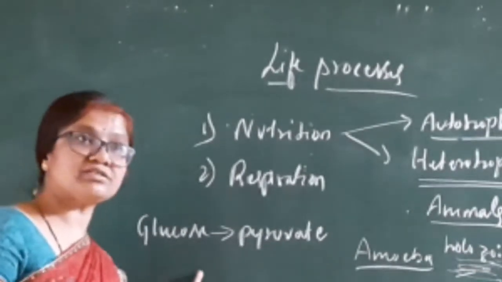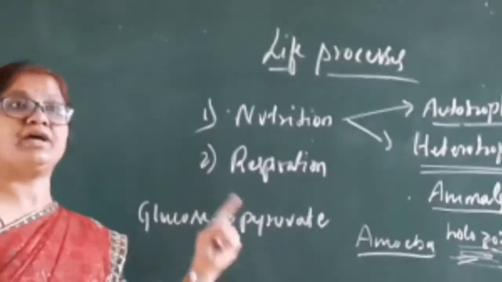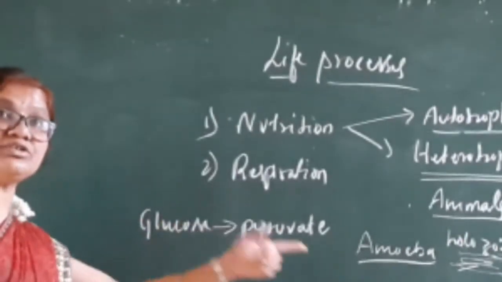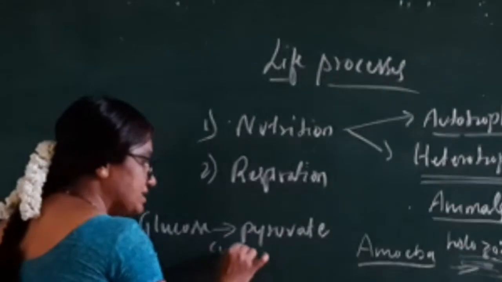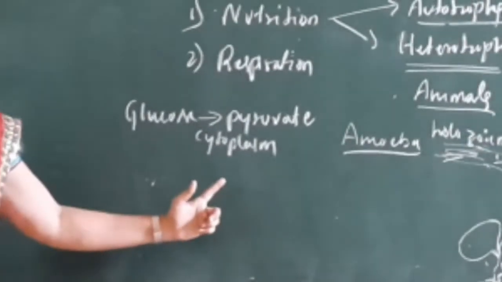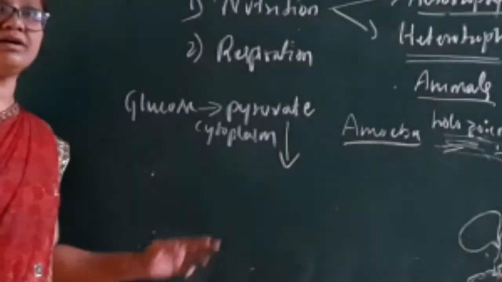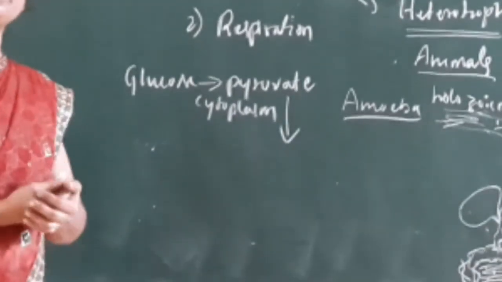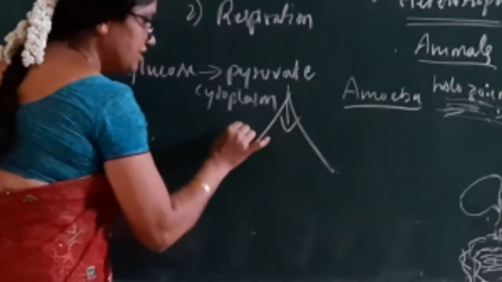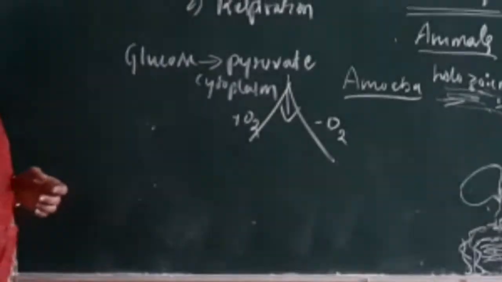Glucose is the simplest food of the carbohydrate, and it enters inside the cell. In the cytoplasm, it converts into pyruvate. Where does it convert into pyruvate? In the cytoplasm. This may be asked in the exam. And this pyruvate enters aerobic or anaerobic respiration. Aerobic means in presence of oxygen. Anaerobic means in absence of oxygen.